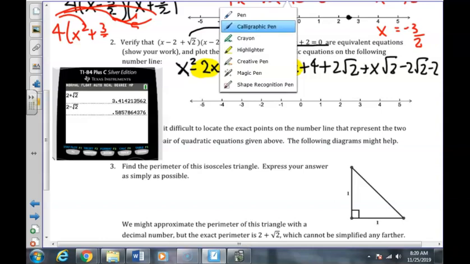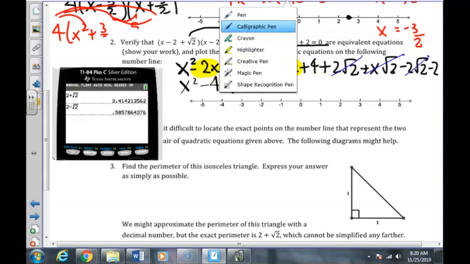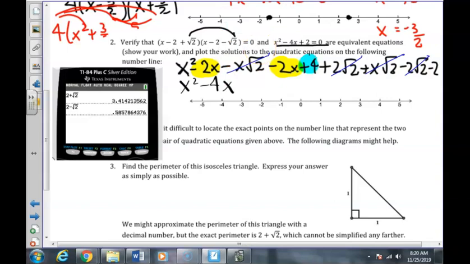So if we simplify that and combine our like terms, bring down our x squared, we get x squared minus 4x. We have a negative x root 2 and a plus x root 2, so those will cancel out. We have a plus 2 root 2 and a minus 2 root 2, so those will cancel out. And then we have, and I'll highlight these in a different color, a plus 4 and a minus 2. So the plus 4 minus 2 would give us a plus 2. And of course, that's equal to 0. So we can see that they are equivalent.